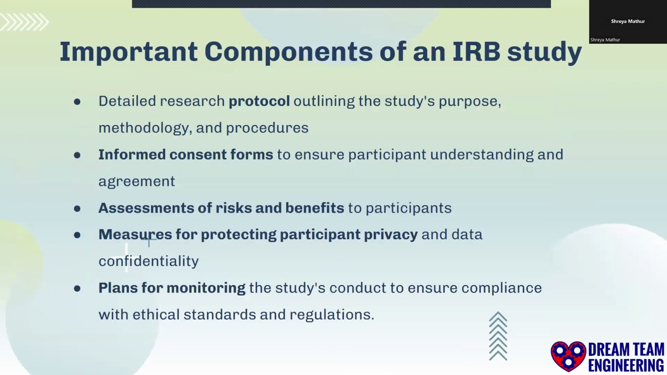Essentially, the important components of an IRB study. First, a detailed research protocol outlining the study's purpose, methodology, and procedures. Because you are doing research on potentially people, you have to be very specific about what you're doing, because people are volunteering their time to help with the research. They want to know exactly what you're doing, so in the protocol, that's when you would outline everything.